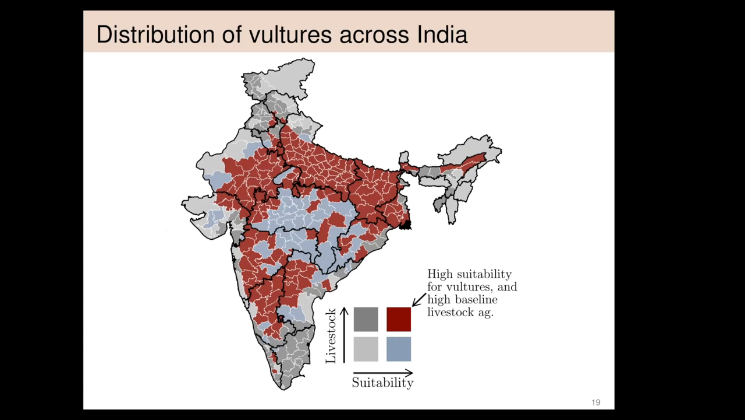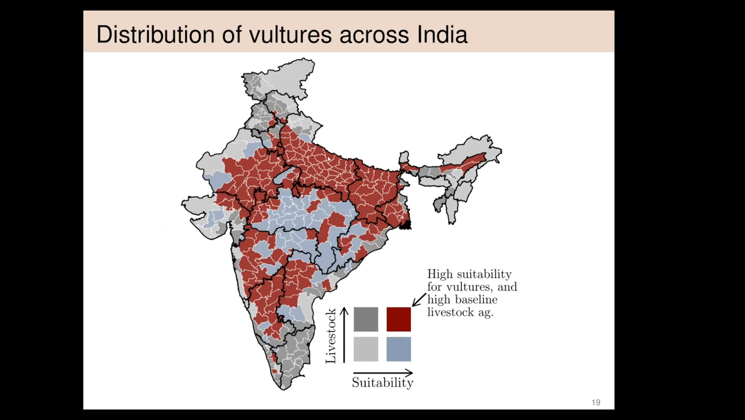Either the places that have a high suitability for vultures and have a lot of livestock agriculture, or have a lot of suitability but don't have a lot of livestock agriculture, or the other two combinations of being high or low on livestock and being low on suitability. Now, what we obviously see is a massive spatial clustering of the high suitability group away from the coastal areas and away from the mountainous areas in the north.